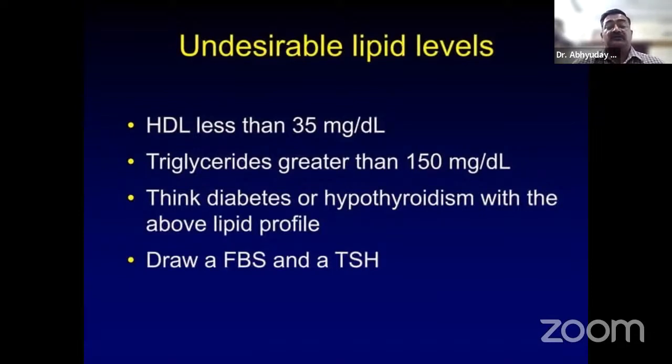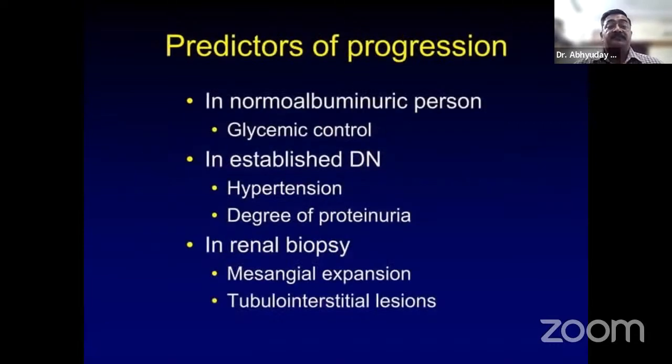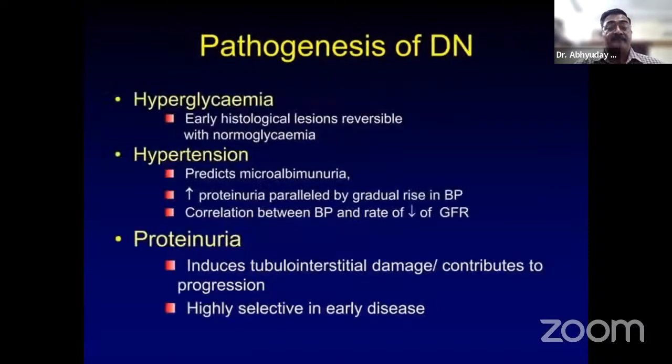In diabetes or hypothyroidism, we have to take care of the lipid profile. In a patient with normoalbuminuria, we should take care of blood pressure and blood sugar. In established diabetic nephropathy, we have to take care of hypertension and take extra care along with the degree of proteinuria. And if required, we can go for renal biopsy to see the mesangial expansion and the tubulointerstitial lesions.